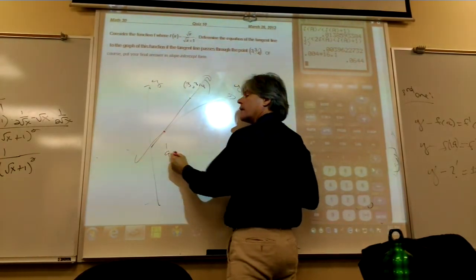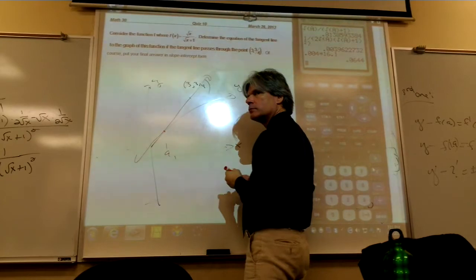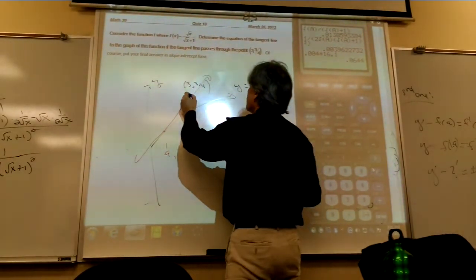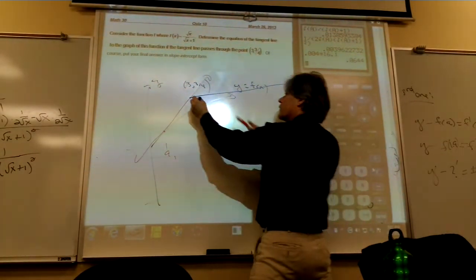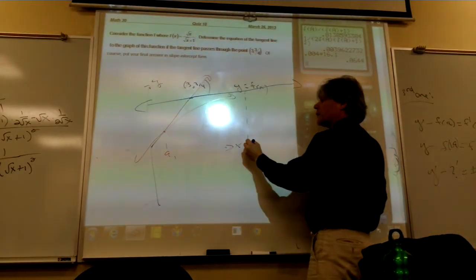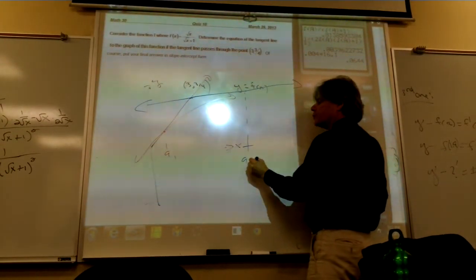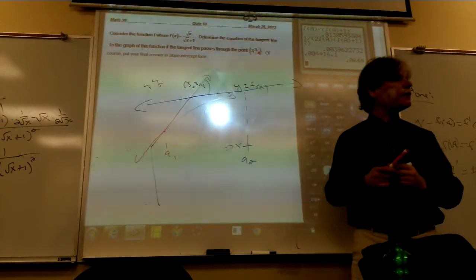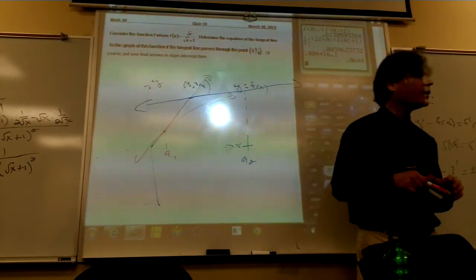Call it a. I should call it a sub 1. And I think there's another line tangent to my curve, but also passing through the point (3, 3/4), and is tangent to the curve at some other value of x. Call it a sub 2. It's just that a sub 1 and a sub 2 have to be approximately 1.9 and 19.1.